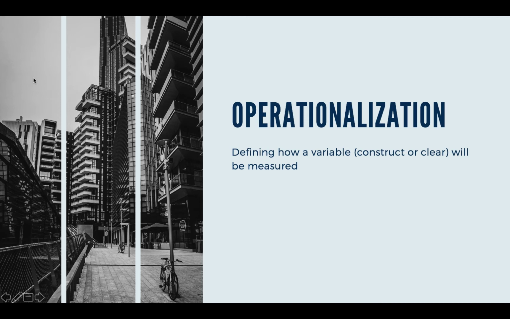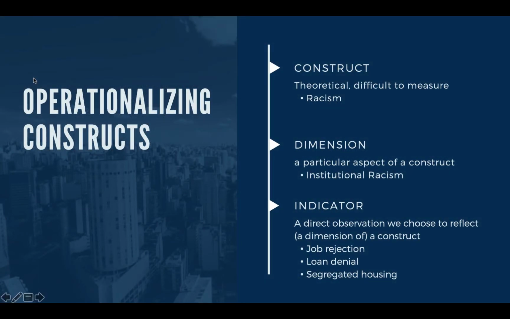This is why we take the step of operationalization. Operationalization is defining exactly how we're going to measure some construct or some clear variable. When it comes to constructs, however, there are various levels. So I gave the example of racism. Racism is a theoretical construct. It's a theoretical variable. It's difficult to measure.